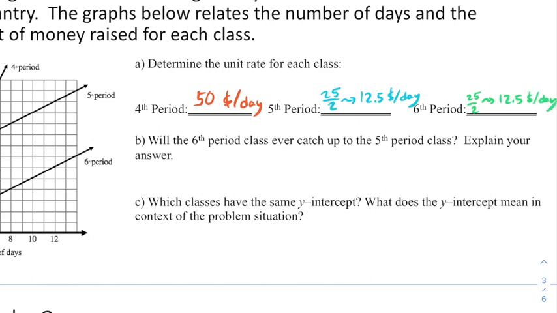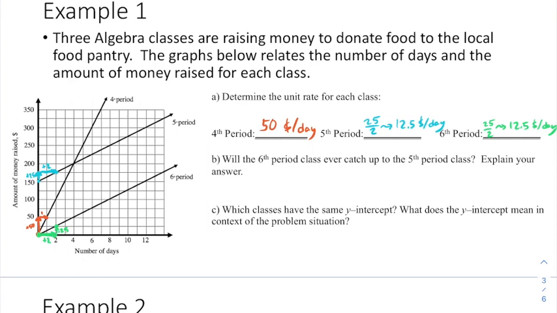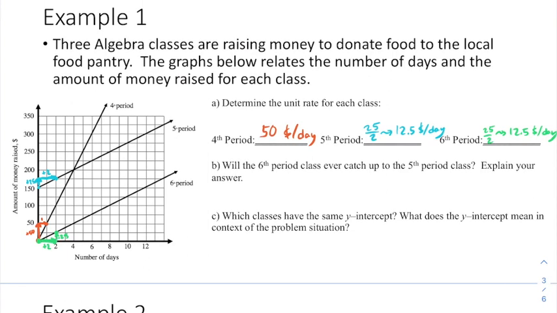The benefit of having these as a unit rate is now it's easier to compare. The next question says, will sixth period ever catch up to fifth period? Well, the fifth period unit rate or slope is the same as the sixth period unit rate or slope. If two functions are changing at the same rate, they will never intersect. They will never hit each other. If we tried stretching this line and tried stretching this line, we would see that they would always be the same distance apart and they would never intersect. Where they would intersect would be when one catches up to the other, but that's never going to happen. So I say no because they have the same slope.